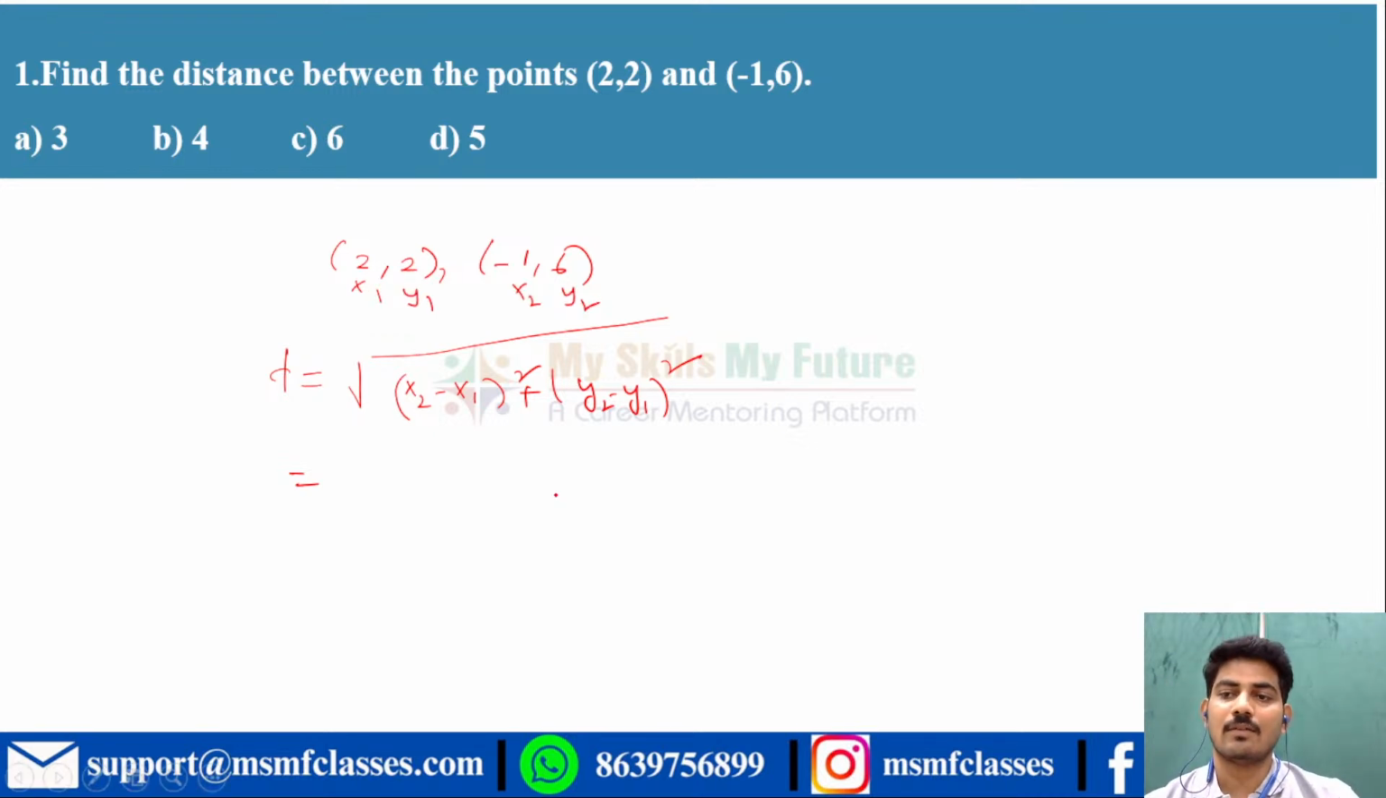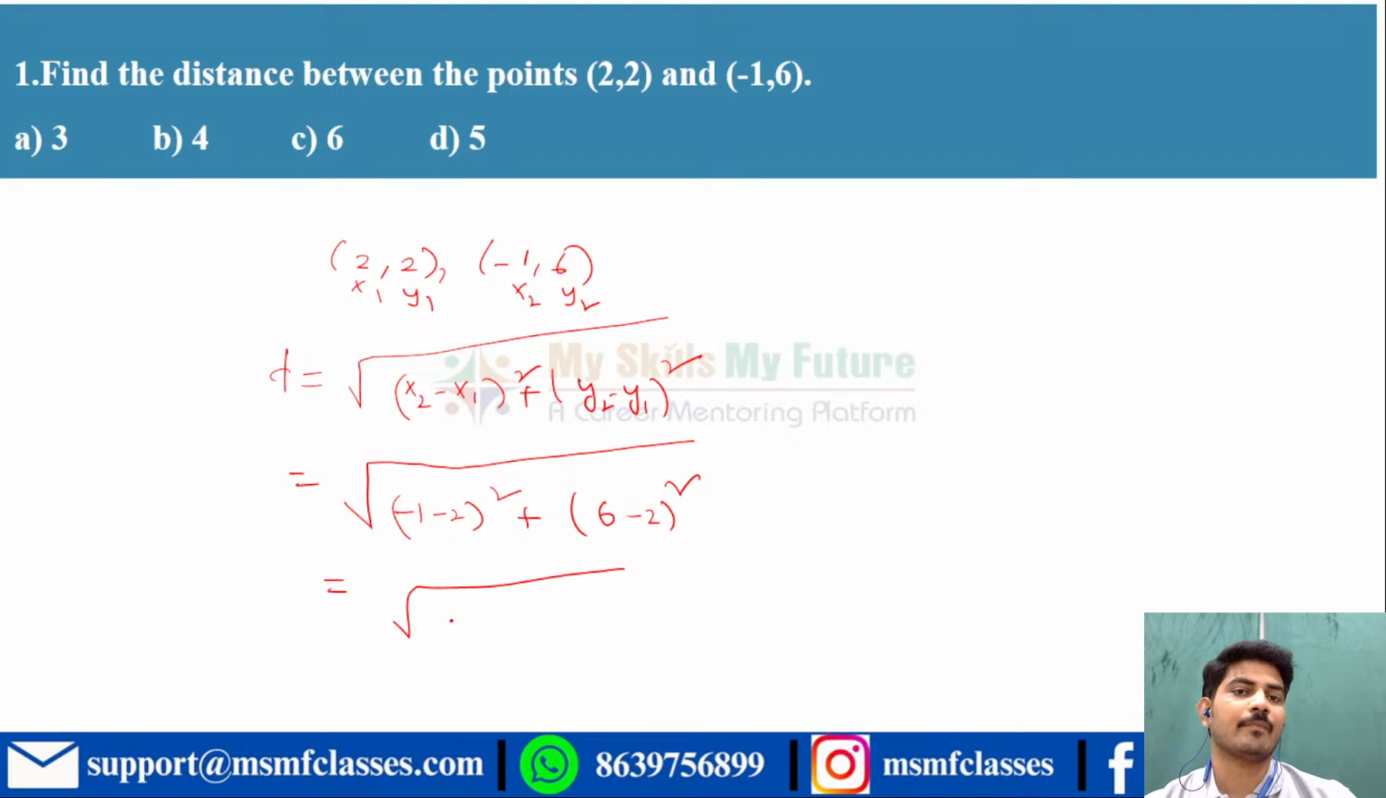Okay, Soumya has also answered the question as 5. Let's see whether those answers are correct or not by giving the explanation here. So what is the x2 value here? Minus 1 minus 2 whole square plus 6 minus 2 whole square. If we simplify this equation, it will be 9 plus 16. So our answer will be directly 5. Many of them answered correctly, so congrats to them, they are well prepared. The answer for this particular problem is option D.